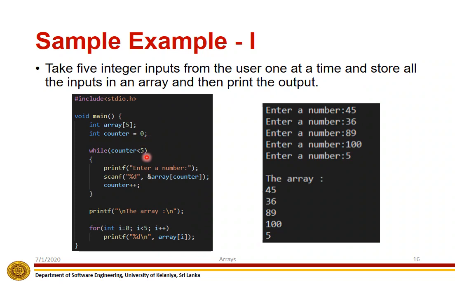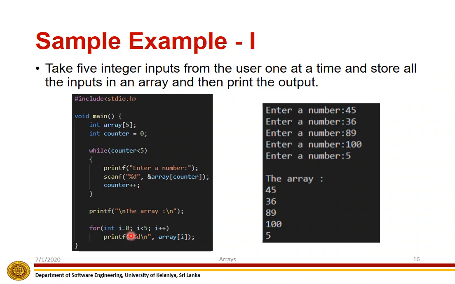Then I have used a while loop for getting the input from the user and a for loop to print the array. The while loop will iterate until the count variable is less than 5. It will give the message to the user to enter a number, and when the user enters a number, it will get the input and store the number that the user gave in the array at the counter index. Then the counter will be updated by 1.